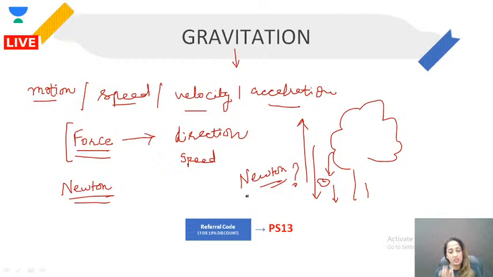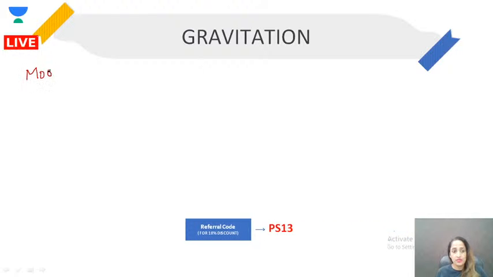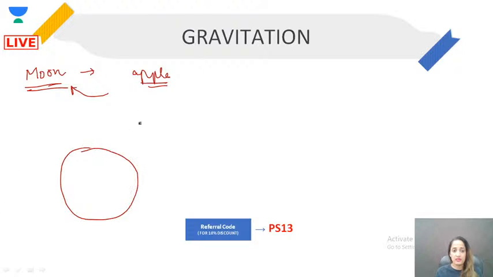From there he started thinking, if the apple is getting attracted towards the earth, is the apple also attracting the earth towards it? Then he looked around and wondered, how about the moon? If the earth can attract an apple towards itself, it can also attract the moon towards itself. But then why is the moon not falling on the earth? That should be the next question. Let's say this is our big earth and here is our moon. If the earth can attract an apple, why can't it attract the moon? And why doesn't the moon fall on the earth? That is the question.